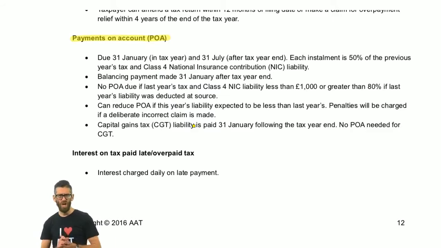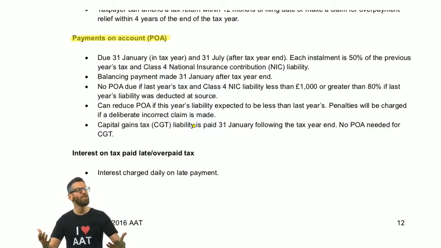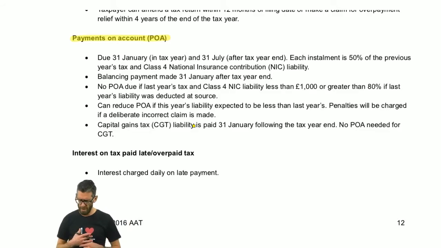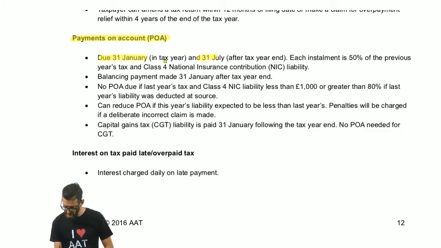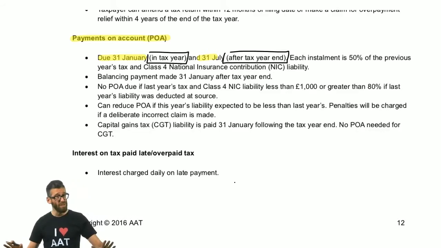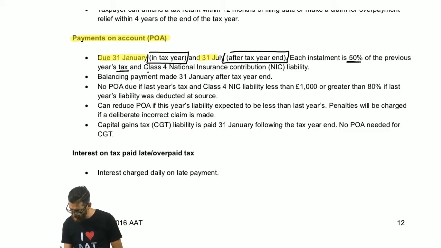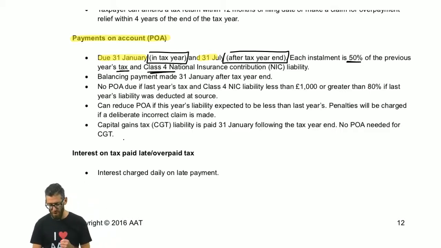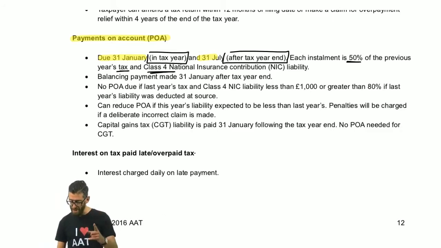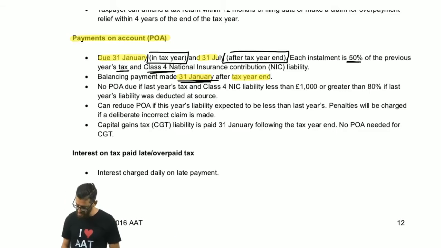Payments on account. You're in the exam, your brain is fighting and grappling. Well, there is absolutely no need to worry, because it tells you they're due on the 31st of January and the 31st of July after the tax year. So you saw us for 2016-17 in the year, and that was after the tax year. Absolutely fine. Each instalment is 50% of the previous year's tax and Class 4 national insurance contributions. A balance in payment is made on the 31st after the tax year ends.